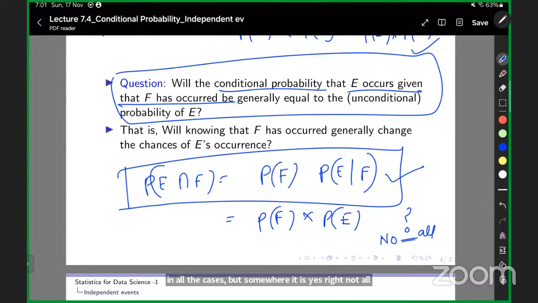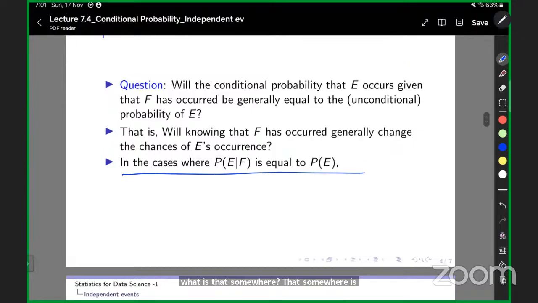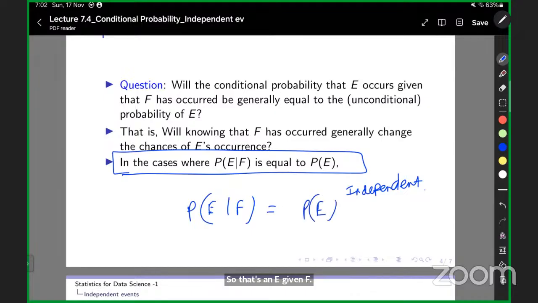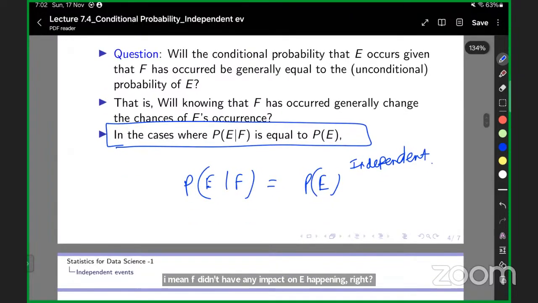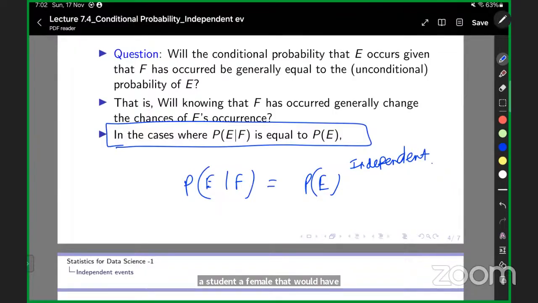So what is that somewhere? That somewhere is when they are independent. So in this case, when E given F is equal to actually P of E, this is what is independent. I mean, F didn't have any impact on E happening, right? So what we did earlier is we selected a student, a female, that would have affected the next outcome, which is choosing male. But if we had done it with replacement, then it wouldn't have affected it.